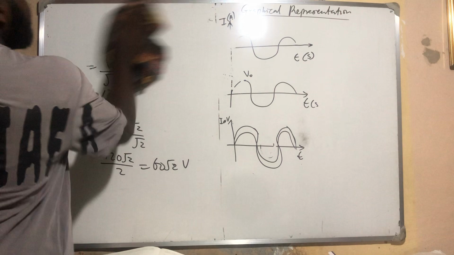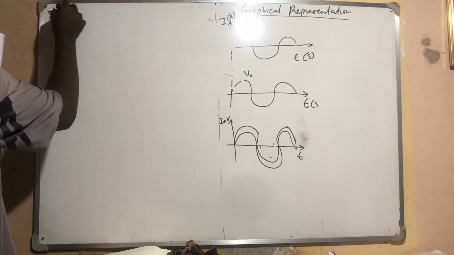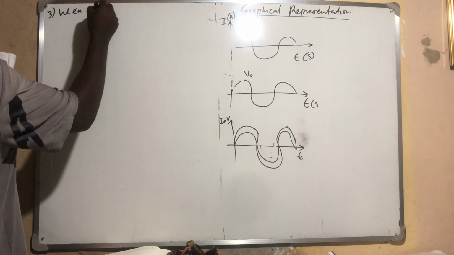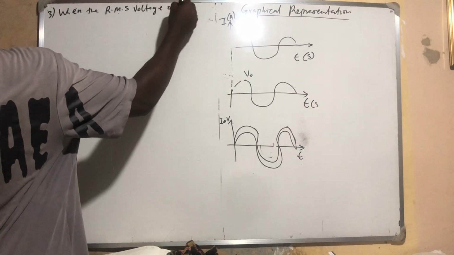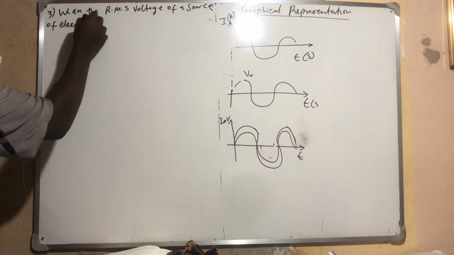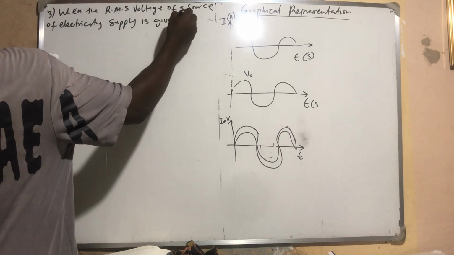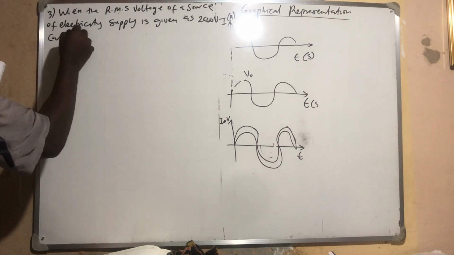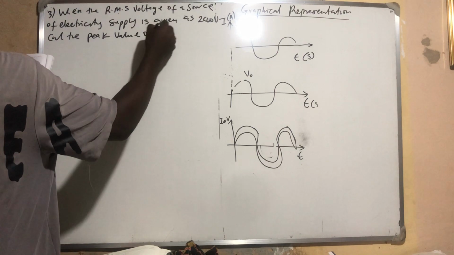The next question. Very, very simple. Question number 3 said, when the root mean square voltage of a source of electricity supply is given as 240 volts, all right, then they now say calculate the peak value of the supply.